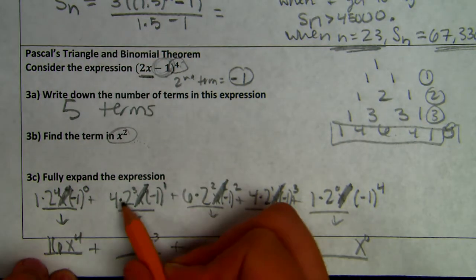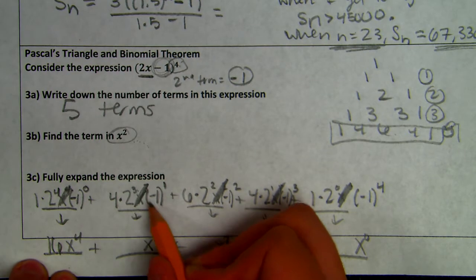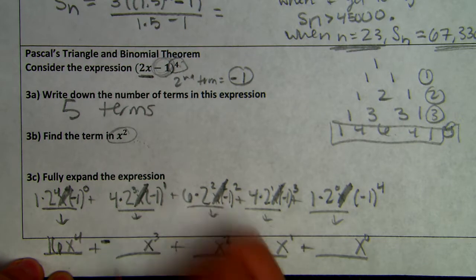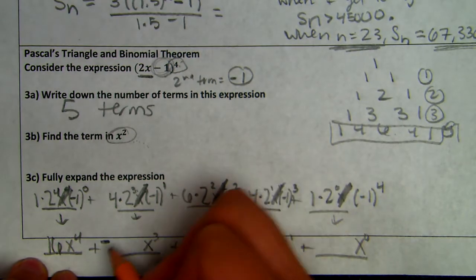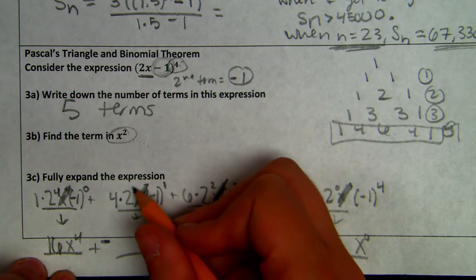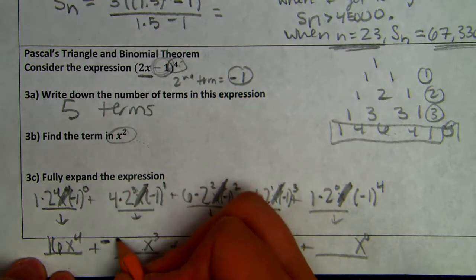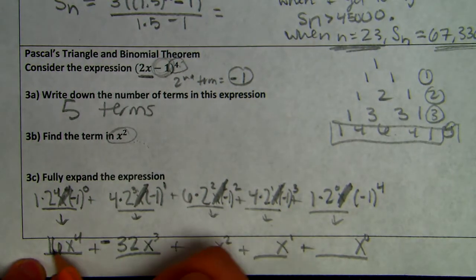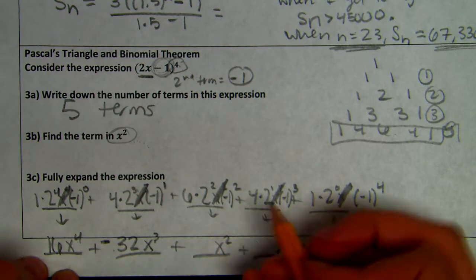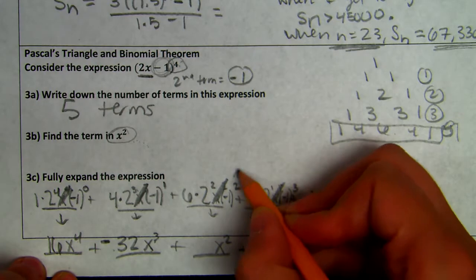Good. Moving on, we have 4 times 2 to the 3rd times (-1) to the 1st. So I know that this term is going to be negative, right? Because I have a (-1) to the 1st. 4 times 2 to the 3rd: 2 to the 3rd is 8, and 8 times 4 is 32. So far I have 16x to the 4th minus 32x cubed plus, this is good, (-1) squared just equals 1.